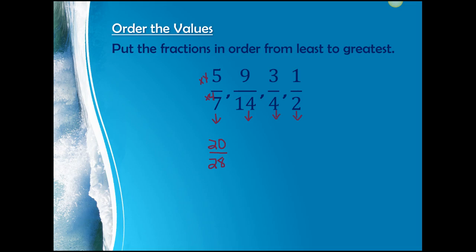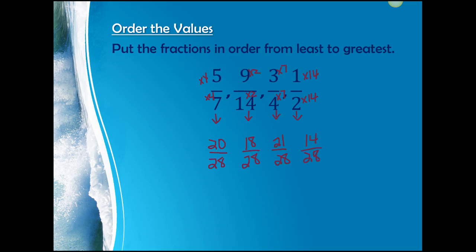2 times 14 is 28. 9 times 2 is 18. So 9/14 equals 18 over 28. 4 times 7 is 28. So 3 times 7 is 21. And then finally, 2 times 14 is 28. 1 times 14 is 14. We now have an even playing field, so we can compare the numerators to determine the order of the fractions.